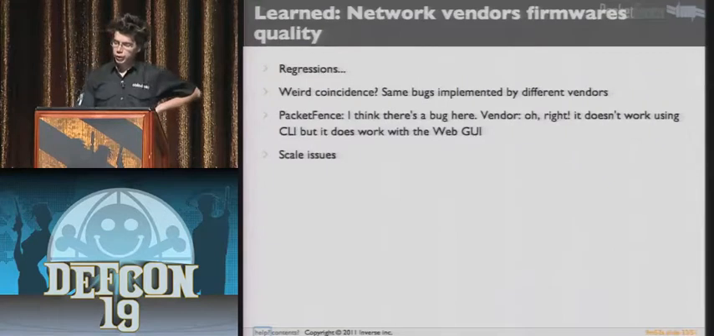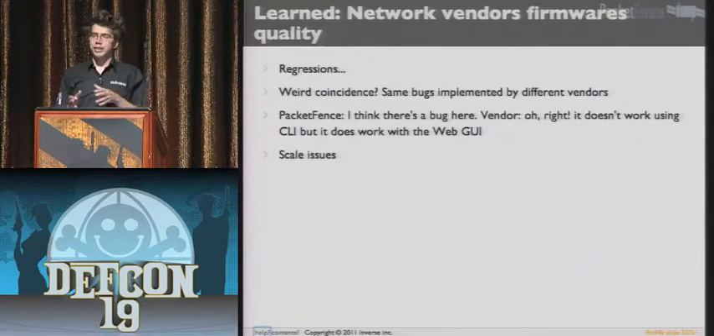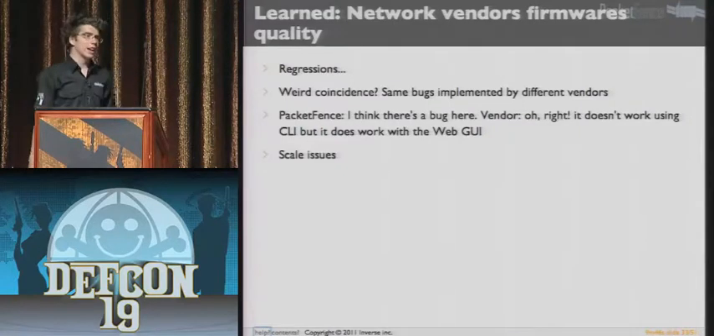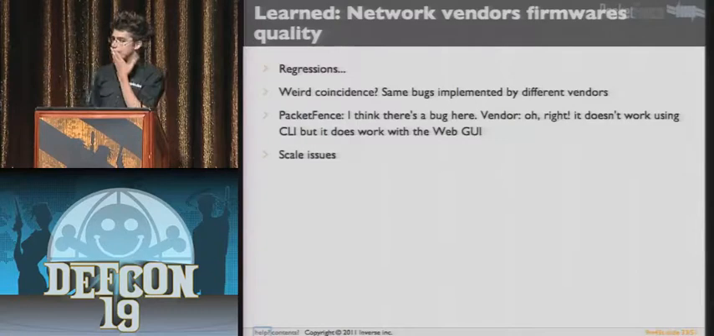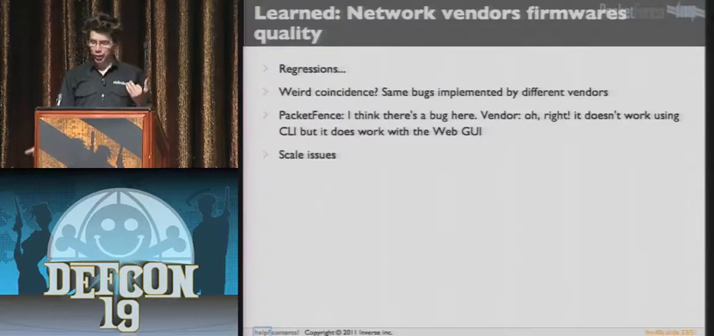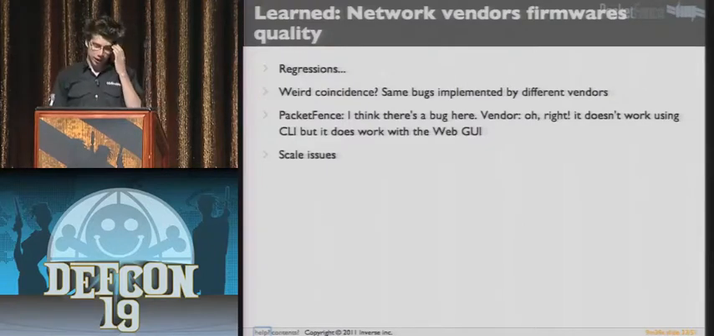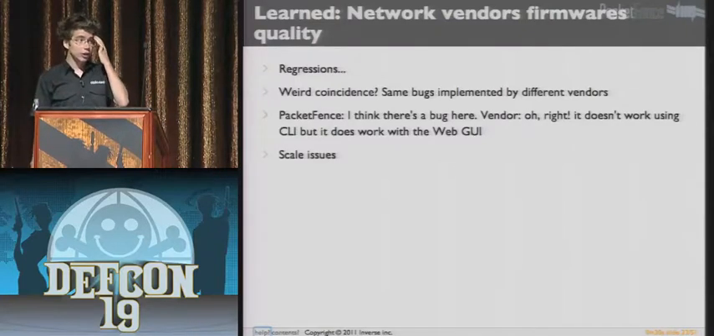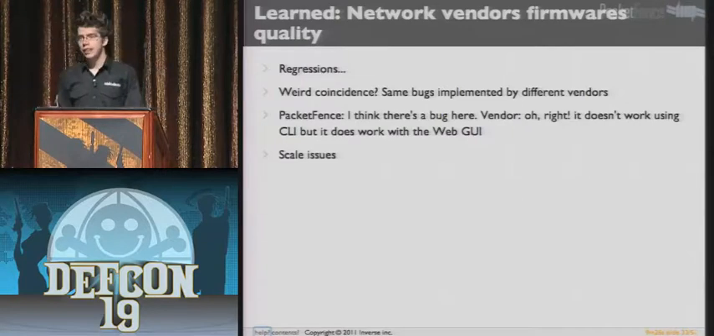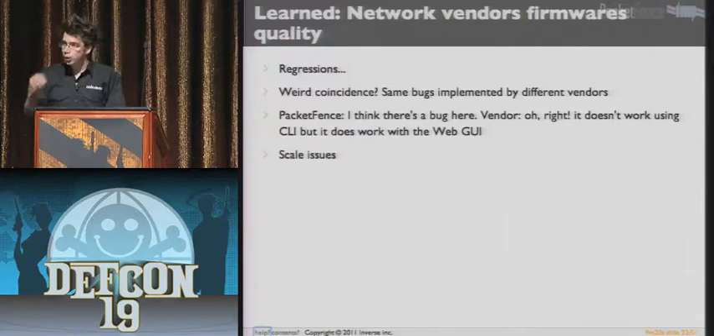Learn network vendors' firmware quality. So there are so many regressions, and we get a client, they update an iOS. Did I say iOS? They upgrade a switch firmware, and then boom, something that used to work before stops working now. And so it's really, really painful. Weird coincidences. I've seen the same exact bug implemented in like 4 different brands, and I couldn't believe it. I was like, it's the same bug, and it's an obscure bug.